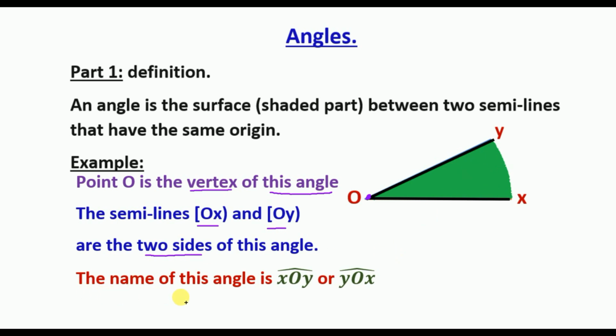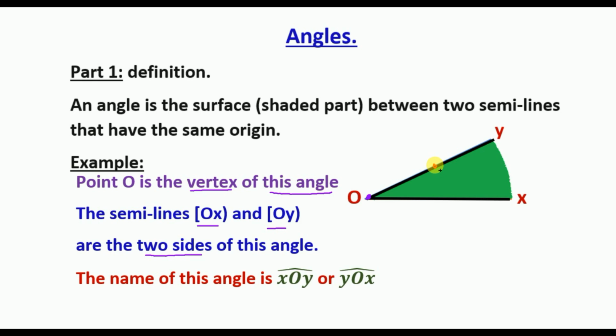Now when we want to name an angle, we need three letters. The letter in the middle should be the name of the vertex. Here point O is the vertex, so we place point O in the middle. And the two other letters X and Y, we can place them in the order that we want. We can place X first, then Y in the end, or Y first, then X in the end. So the name of this angle is either XÔY, with a hat above, or YÔX. So make sure that the vertex is always in the middle of the name.